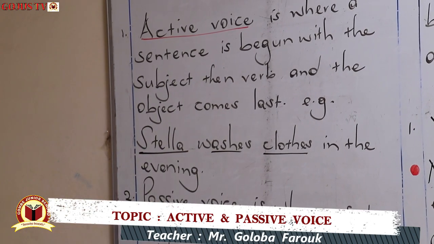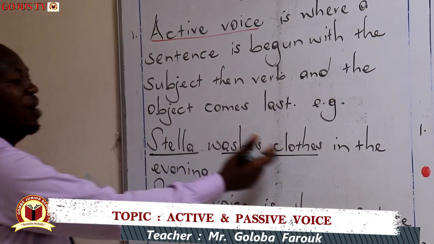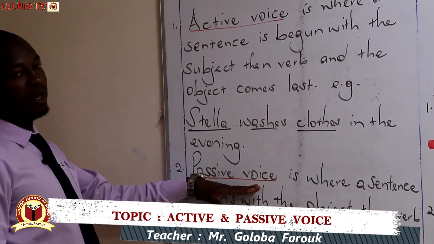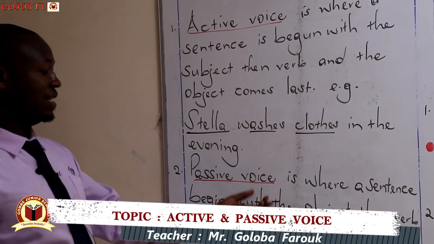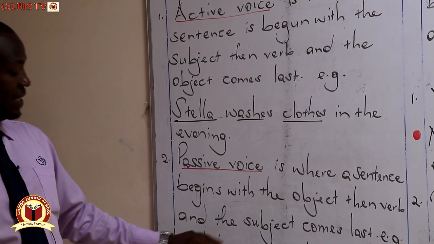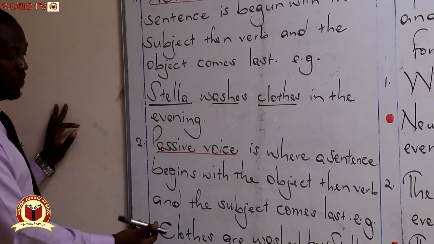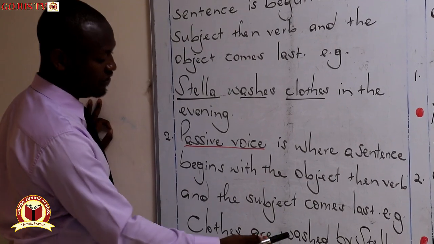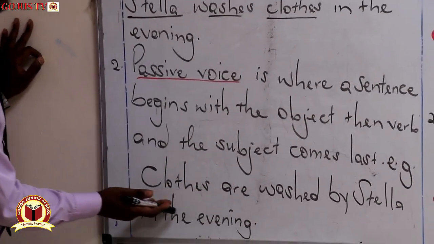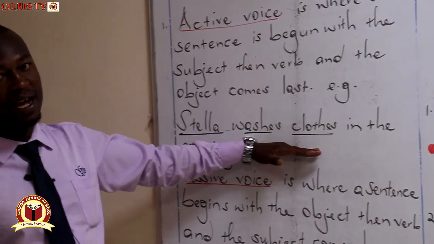On the reverse, passive voice uses the reverse order, where we begin with the object. In the active voice, we began with the subject. When we come to passive voice, the object will come first. This is where a sentence begins with the object, then verb, and the subject comes last. Here it was Stella washes clothes. In this one, we're beginning with clothes. Clothes are washed by Stella in the evening. So the clothes now begin this sentence. Like I told you, each tense has its own active and passive voice.